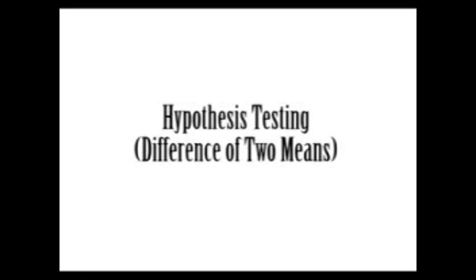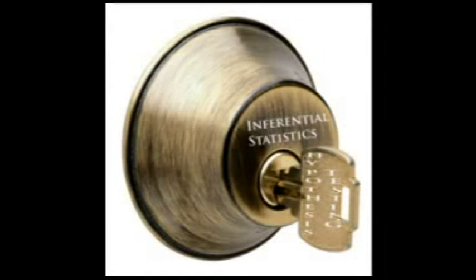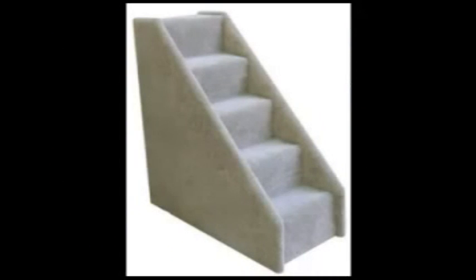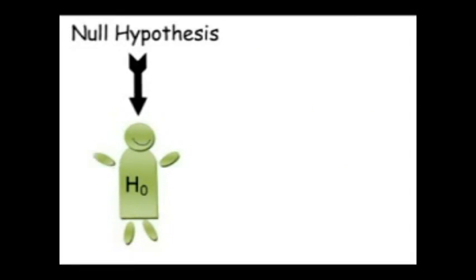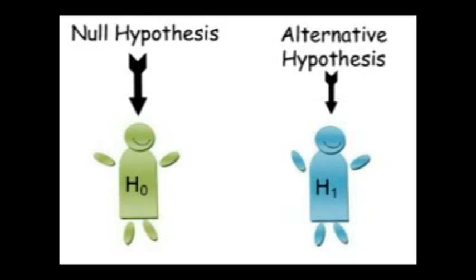Hypothesis testing. Hypothesis testing is a key procedure in inferential statistics. It is based on the idea that we can tell things about a population from a sample we take. It can be explained in 5 steps. Step 1. Decide on your hypotheses. You need a null hypothesis and an alternative hypothesis.